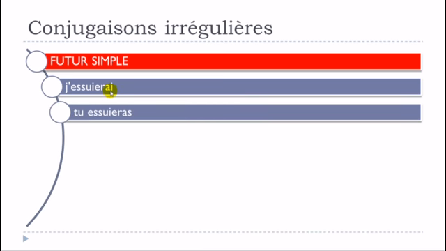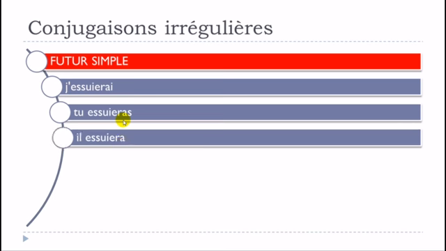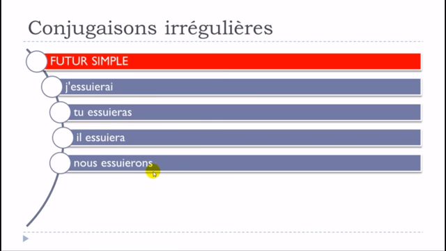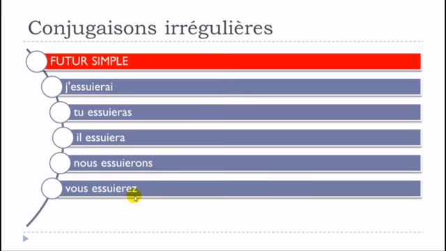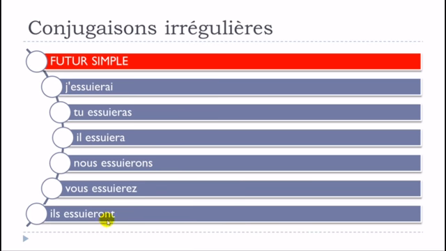J'essuierai, tu essuieras, il essuiera, nous essuierons, vous essuierez, ils essuieront. Okay, so it's exactly the same thing. You can see that this Y will be changed and replaced by this I, and that in the futur simple form, it concerns all the forms. So je, tu, il, elle, nous, vous, ils, elles.